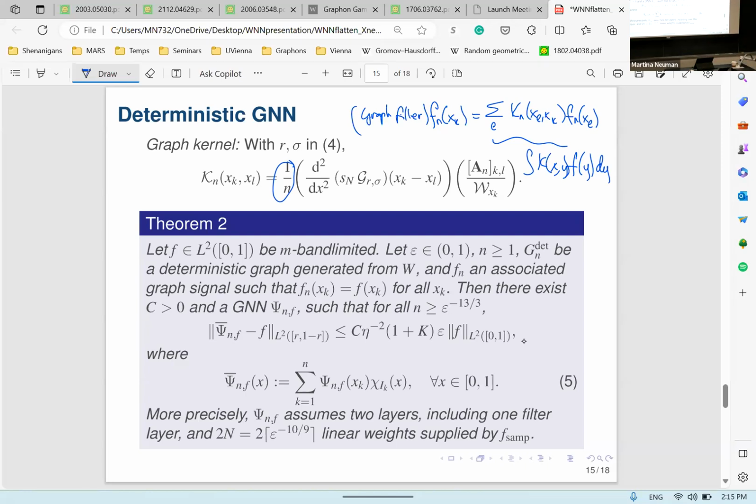And you could see that from this kind of formula, the filtering here is spatial filtering, not spectral filtering. And from that, everything is just nearly the same. You do have the network, the GNN of 2 layers, 1 filter layer, and the number of linear weights in the second layer is the same.